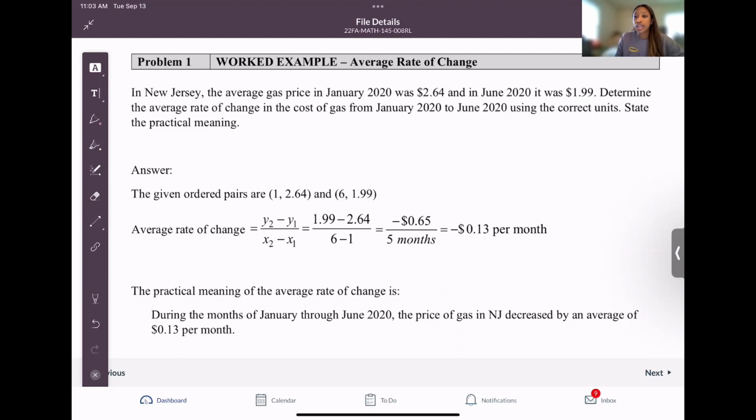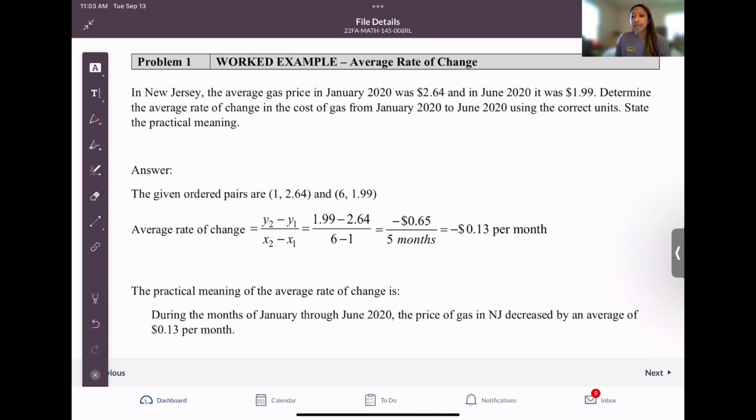What does that mean? On average, from January to June, the price of gas decreased by 13 cents per month. I know that it's decreasing because the average rate of change is negative. And then that 13 just represents the decrease per month on average. In real life, did the gas go down exactly 13 cents per month?